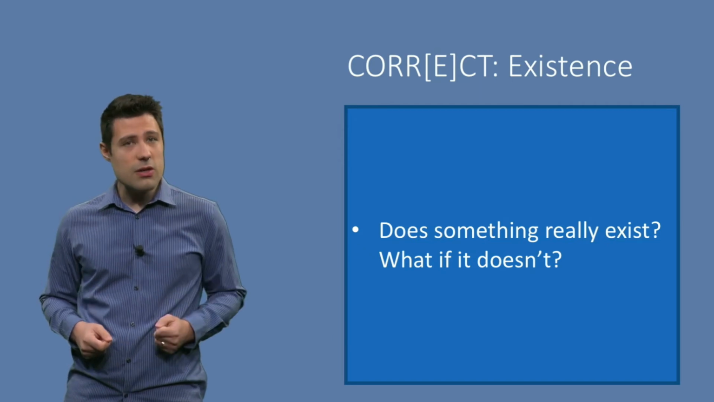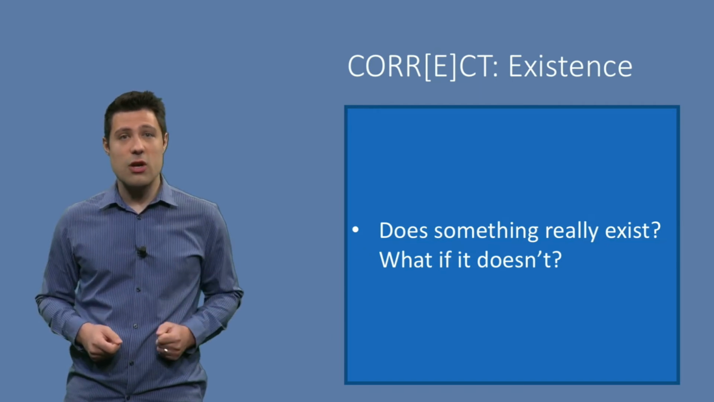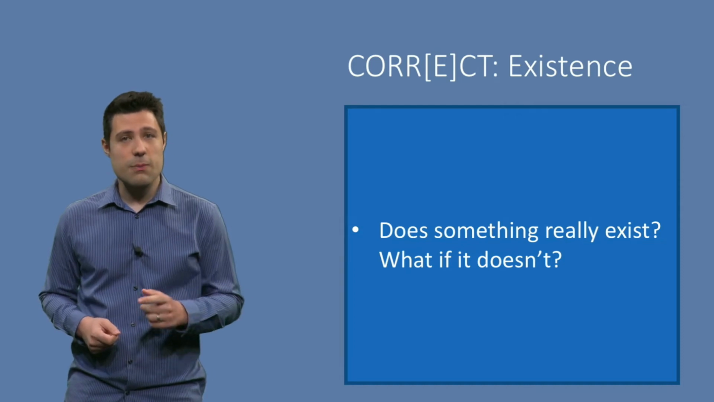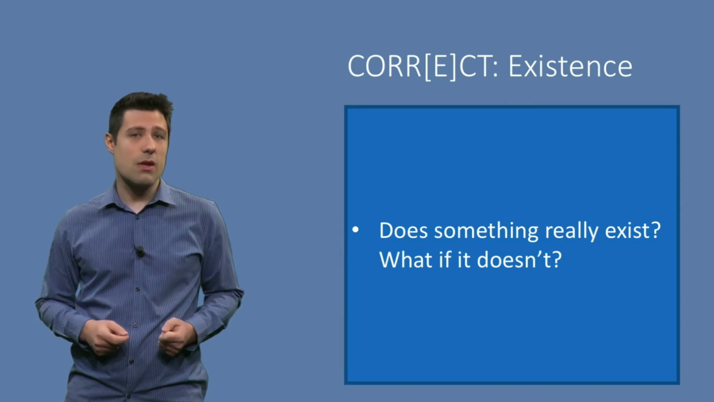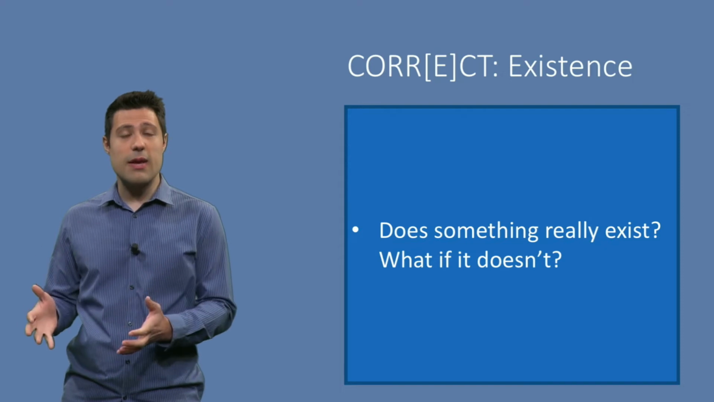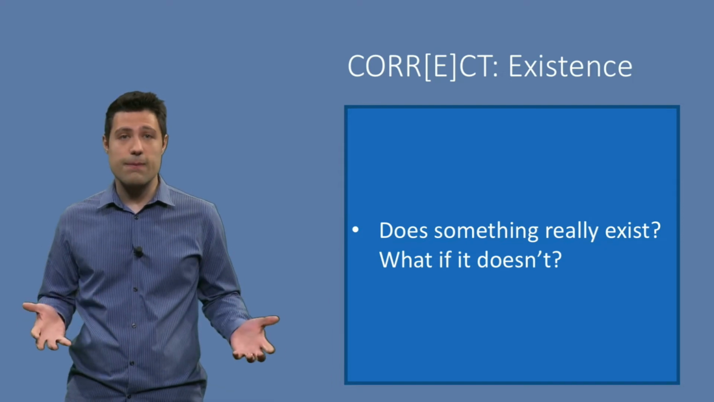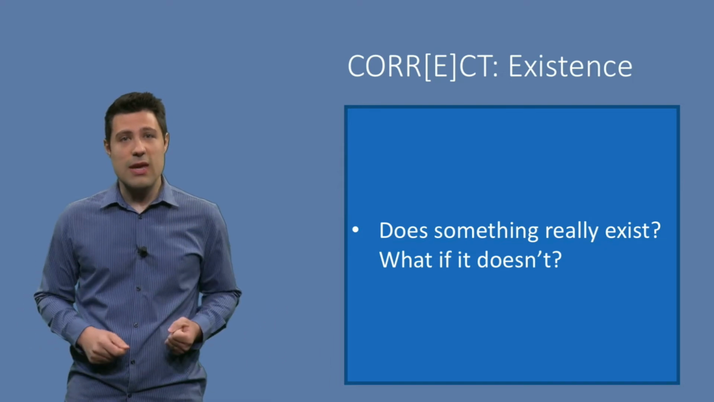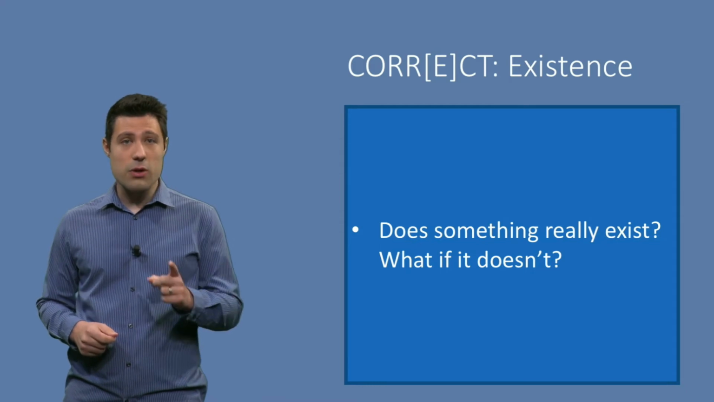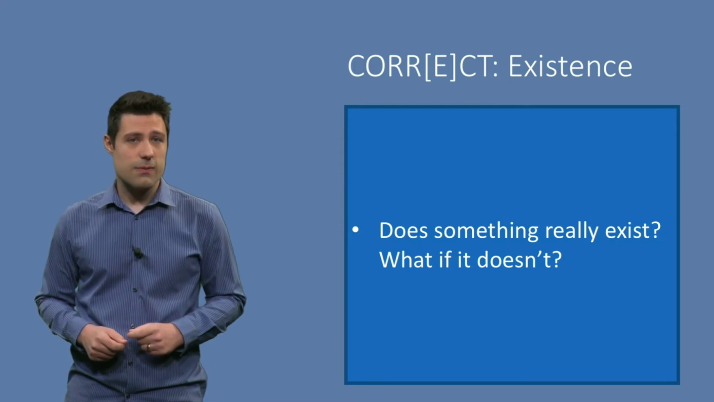Then E is for existence. Are you sure things really exist? What happens to your software if they don't? For example, if you receive a null as an input, or what happens if you do a query in the database and the database returns nothing? Check how your system behaves when things exist, and more importantly, when they don't exist.